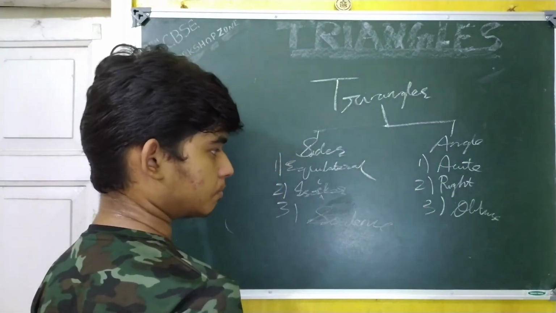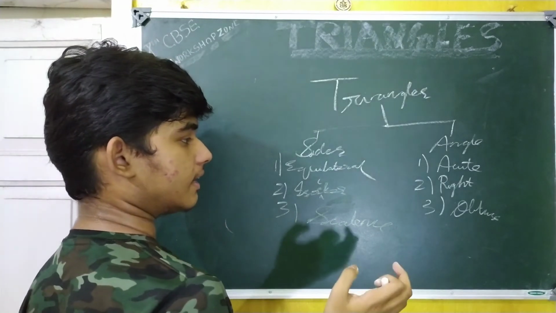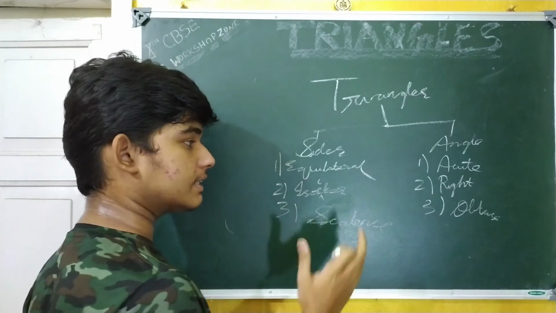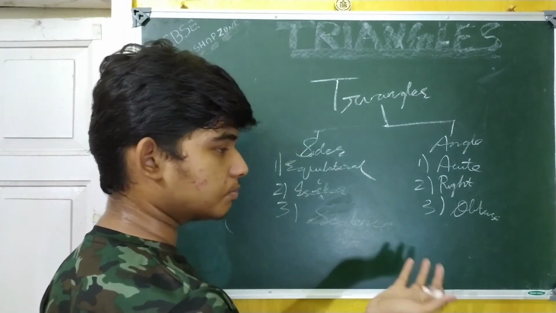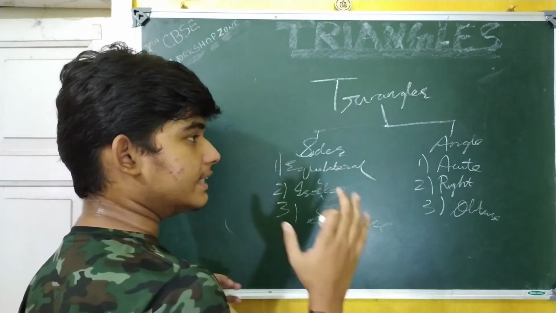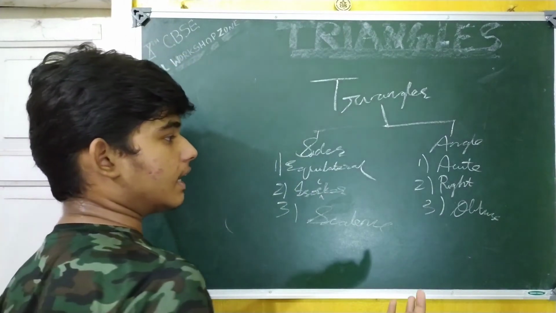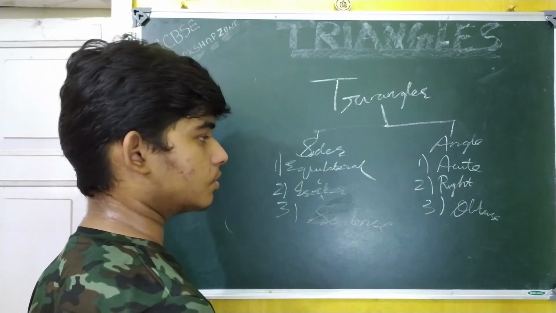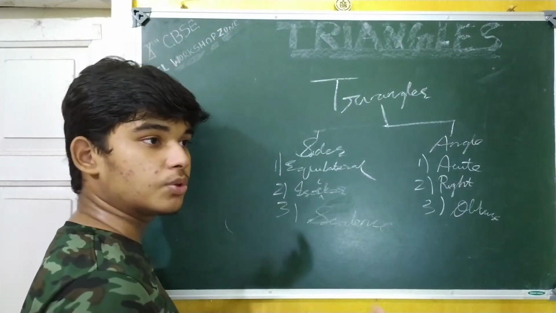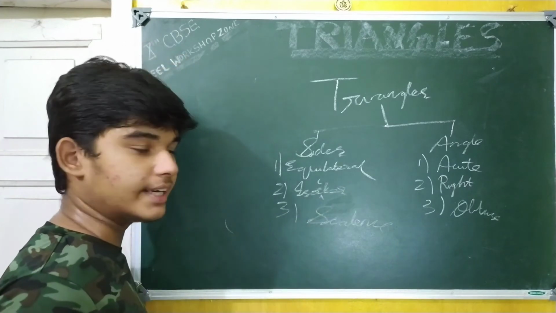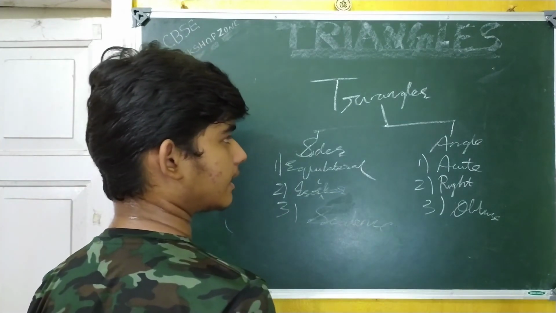So now let's talk about obtuse. Like I said, acute is below 90 degrees and right is equal to 90. Obtuse, as is obvious, is above 90 degrees. Since there cannot be two or more obtuse angles, as it would be above 180 degrees, an obtuse angle triangle can only have one obtuse angle.